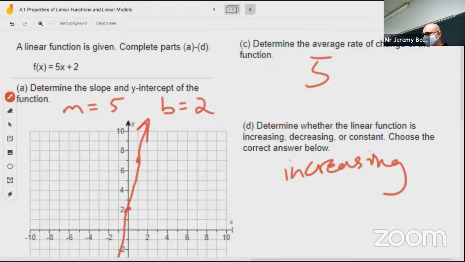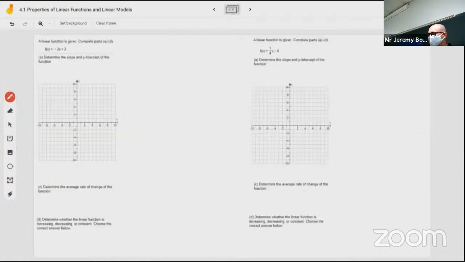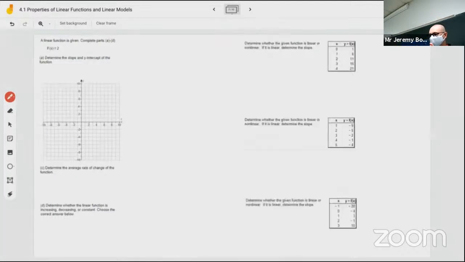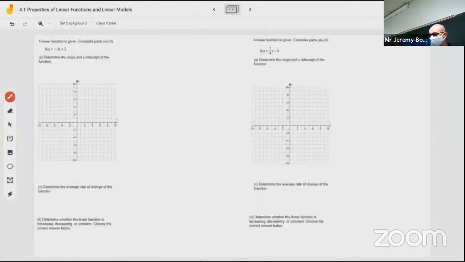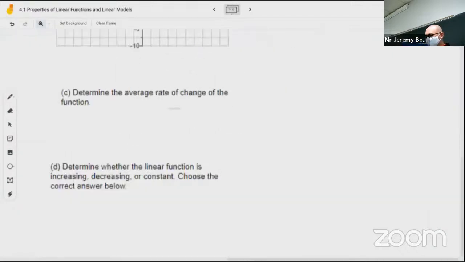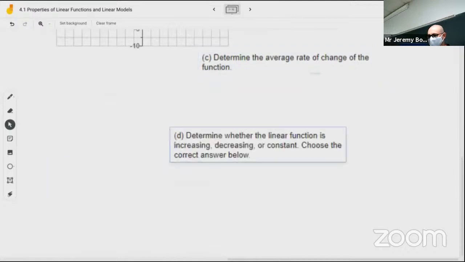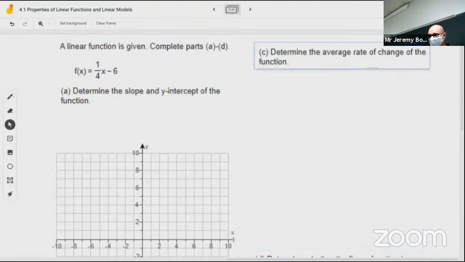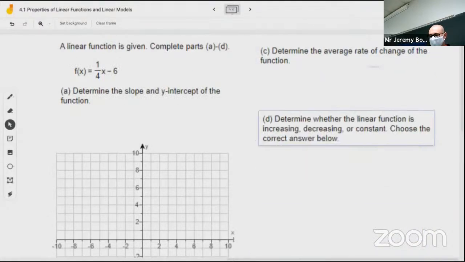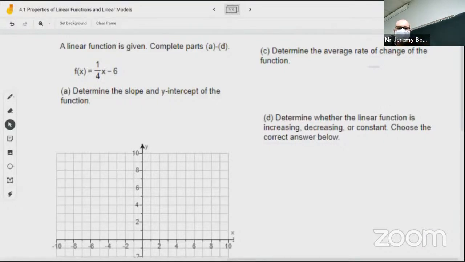All right. Let's see what else I got. Let's see those. Yeah. Let's do this one. So same thing, just a little bit different function here. Find me the slope, y-intercept, graph it, talk about the average rate of change, and then we'll say if it's increasing, decreasing, or constant.